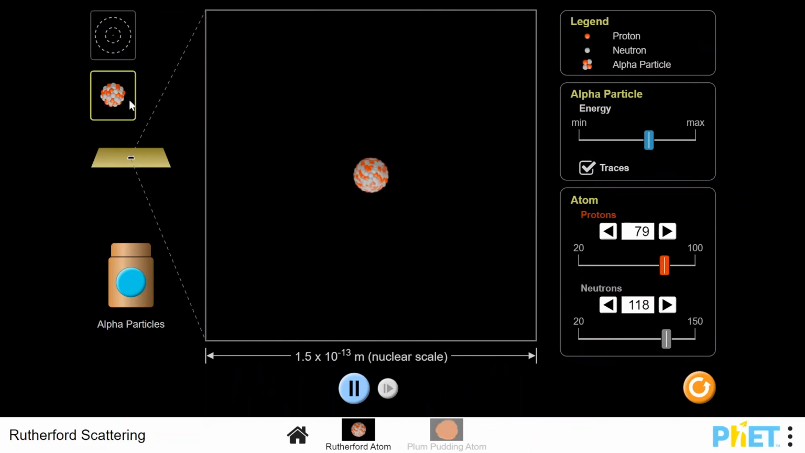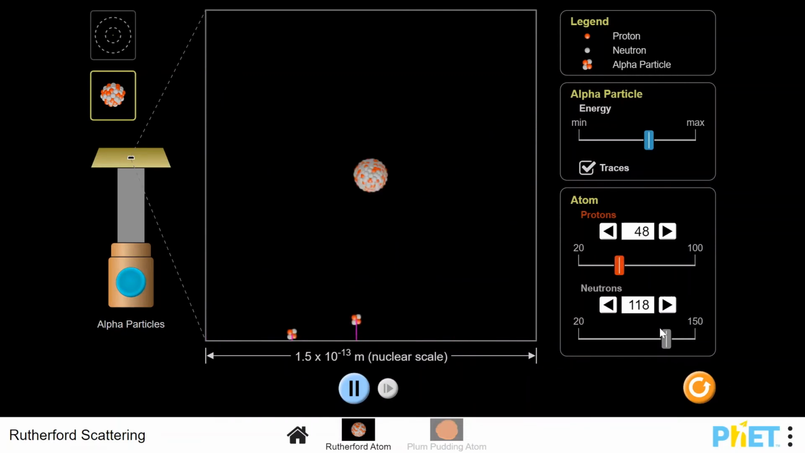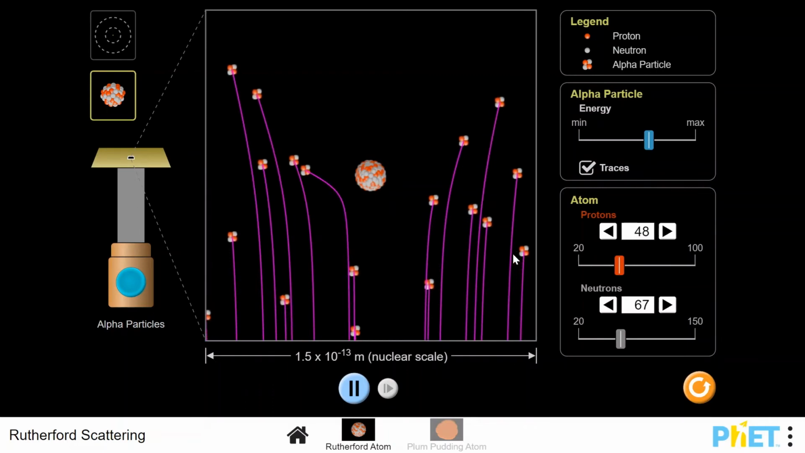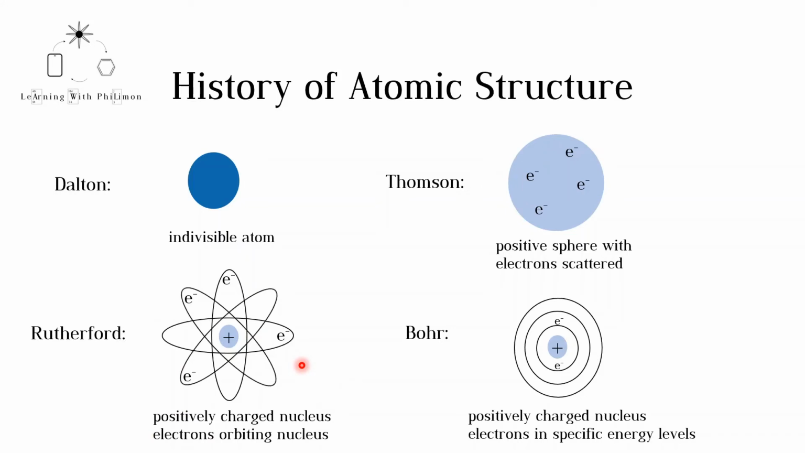In this view of the simulation, we see the nucleus of a gold atom, and we can see how the alpha particles are deflected. Decreasing the size of the nucleus decreases the amount of repulsion, as there are fewer protons to repel the alpha particles. So in Rutherford's model, we have a positively charged nucleus in the center of the atom, and the rest of the atom is mostly empty space, with the electrons orbiting the nucleus.